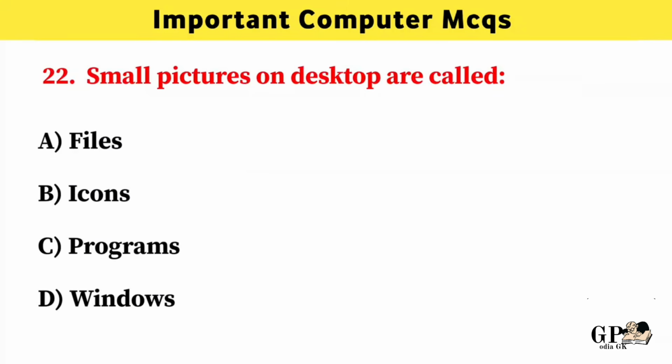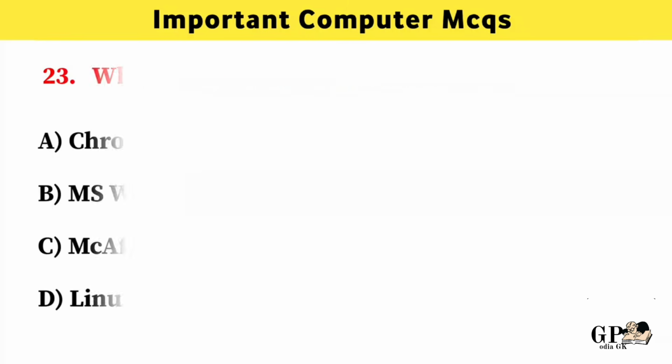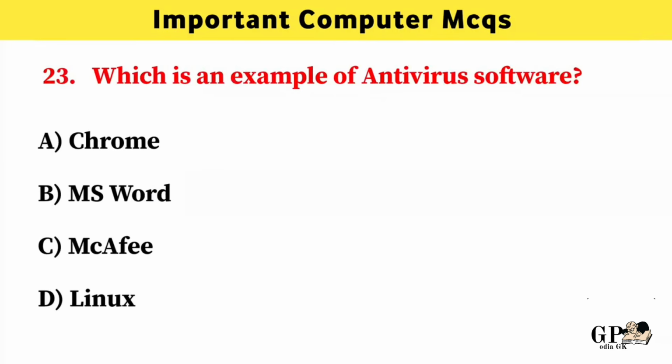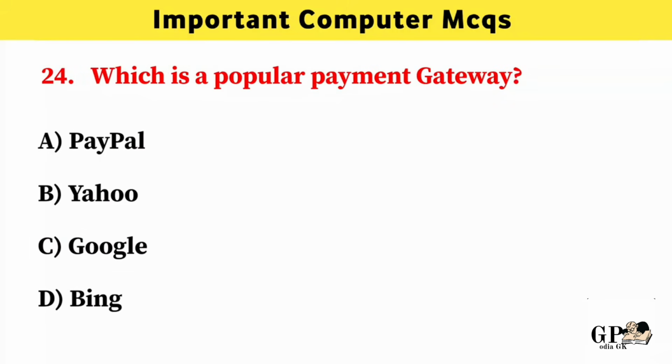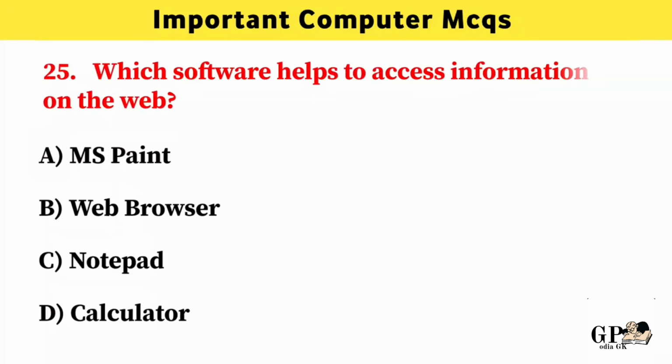Small pictures on desktop are called. The correct answer is icons. Which is an example of antivirus software? The correct answer is McAfee. Which is a popular payment gateway? The correct answer is PayPal. Which software helps to access information on the web? The correct answer is web browser.